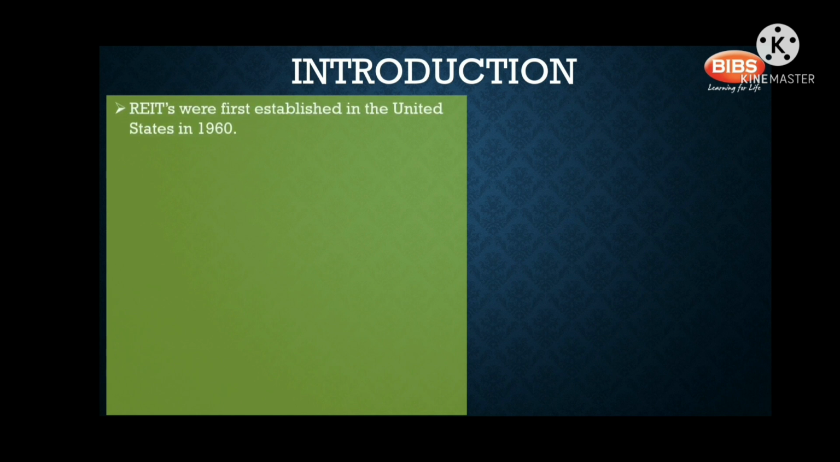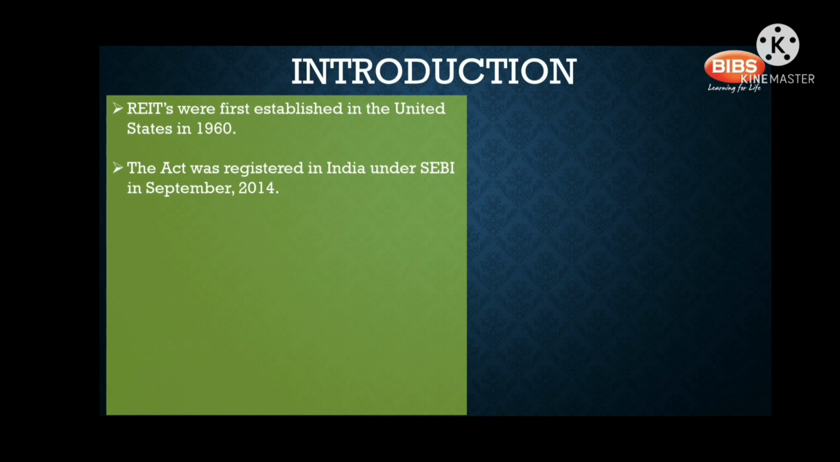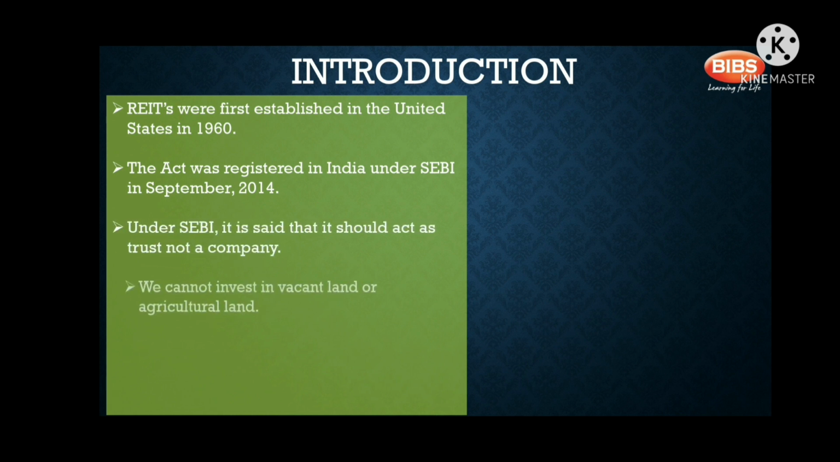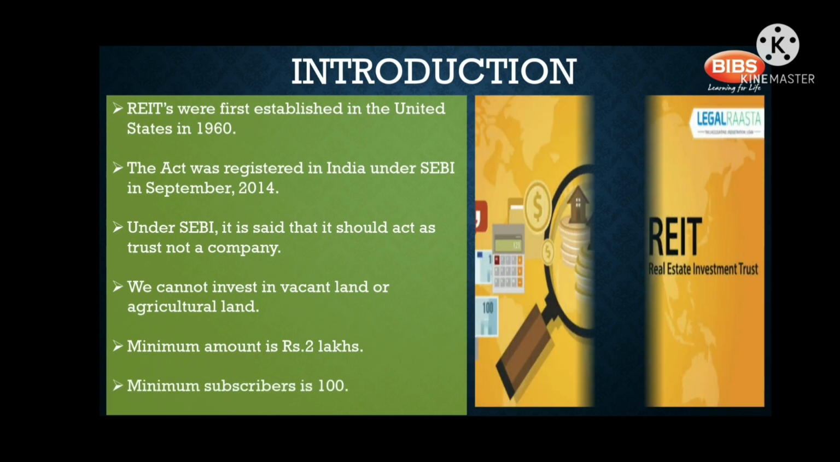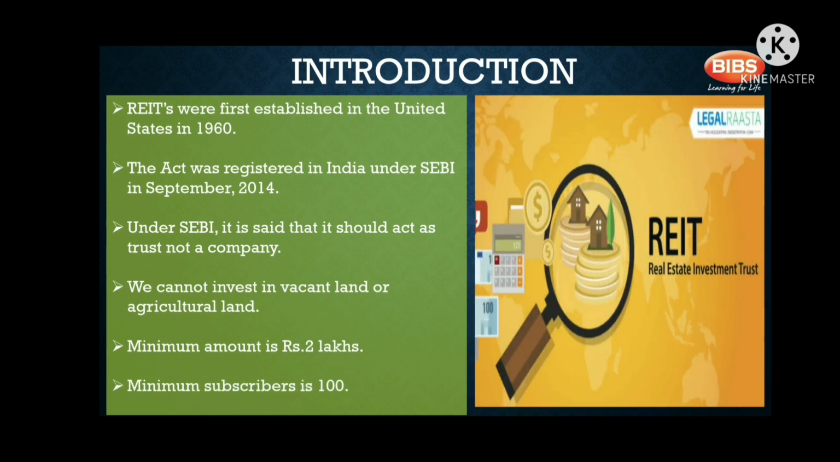REITs were first established in the United States in 1960. The act was registered in India under SEBI in September 2014. It is said that under SEBI it should act as a trust, not as a company. REITs do not invest in vacant land or agricultural land, and the minimum amount for the investors should be rupees 2 lakhs. The minimum number of subscribers is 100.